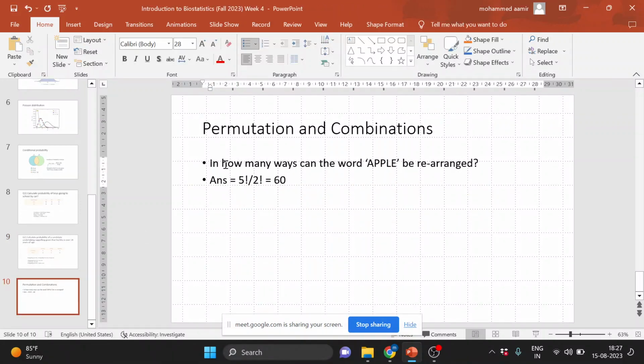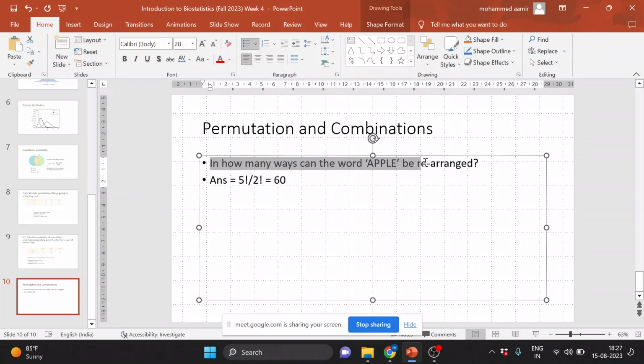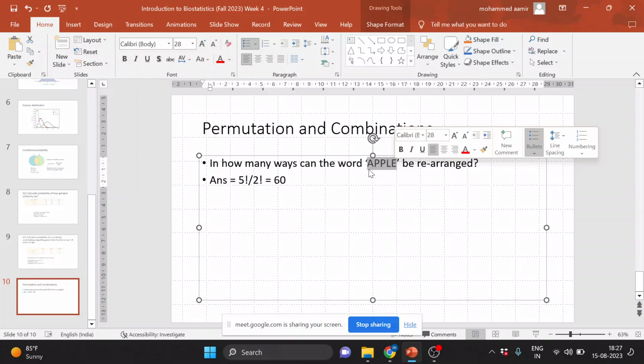So there is a word called apple, and the question is, in how many ways can this entire word be rearranged? This is nothing but, how many letters do you have? You have 5 letters. It's 5 factorial divided by 2 factorial. Why 2 factorial? Because p is repeated 2 times.